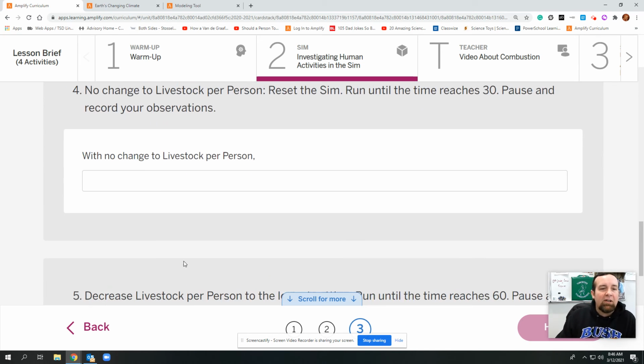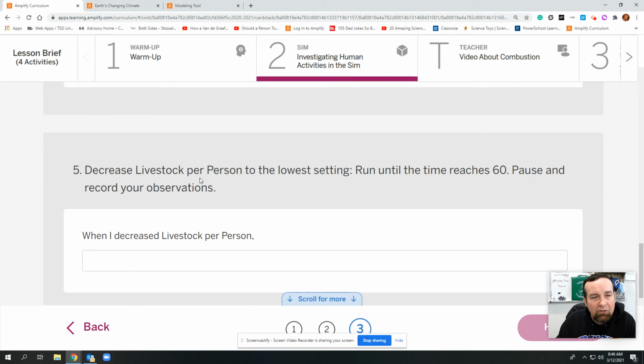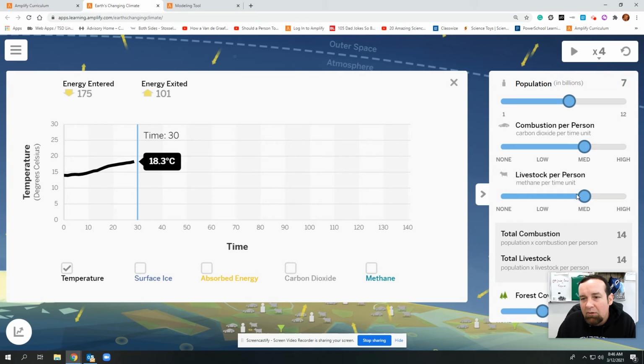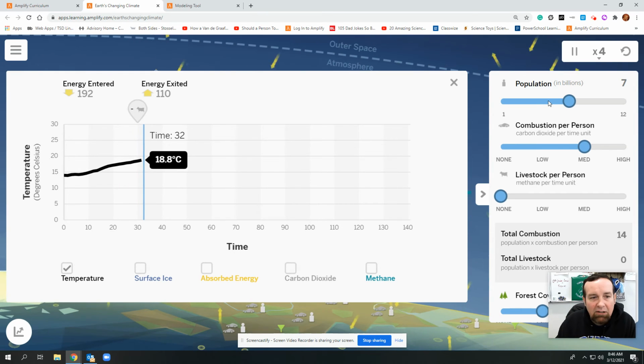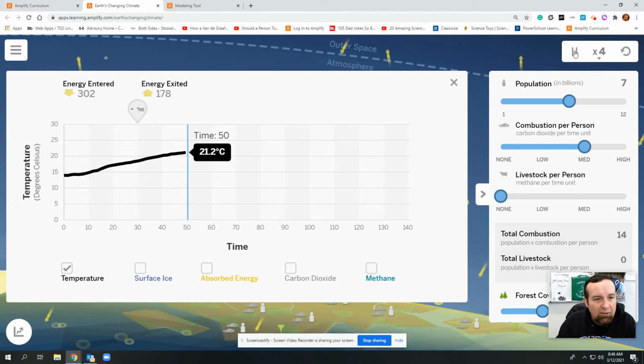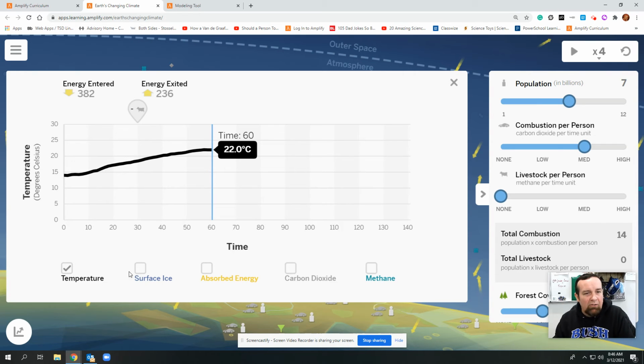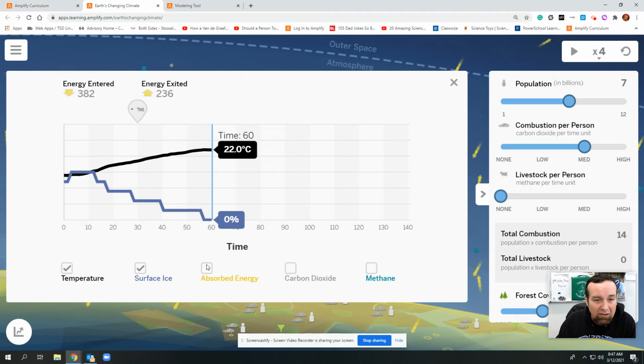All right, now we're ready to test what we do when we increase livestock. So the first thing we're going to do is decrease the livestock to the lowest possible, and we're going to push play. We're going to go to 60. We're going to see what happens. And touchdown. So we still see a temperature increase pretty significantly, even with livestock per person being where it is, probably because we're still using combustion. But let's take a look.